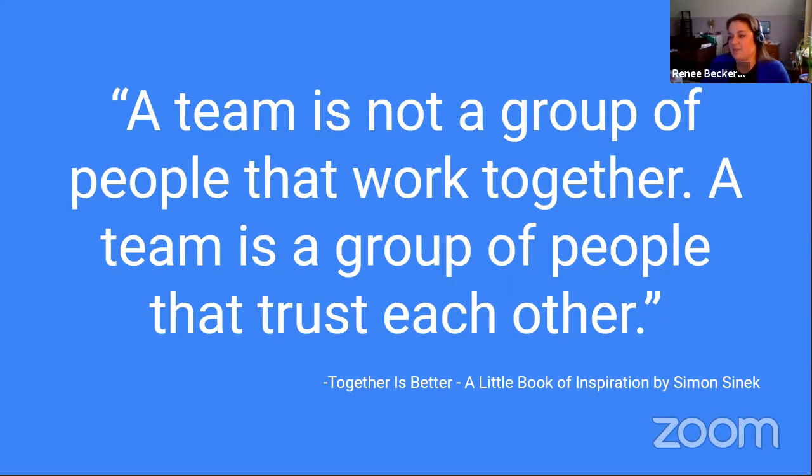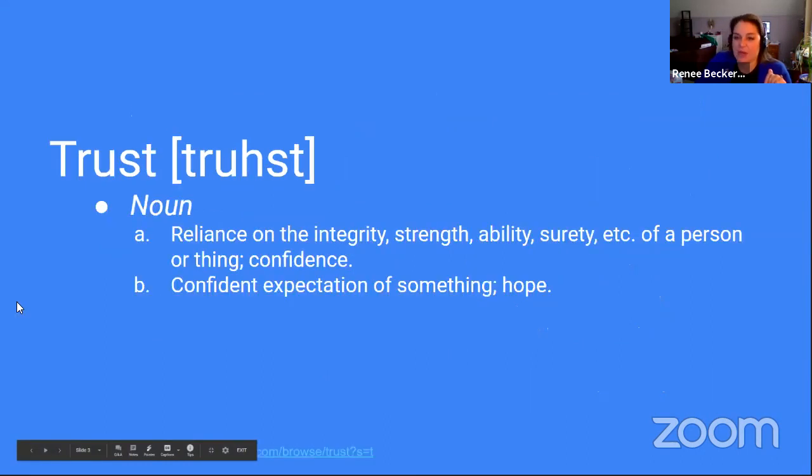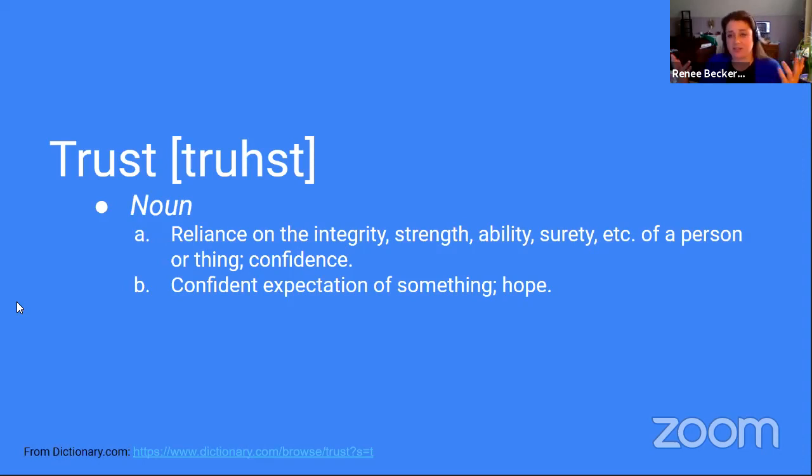It says, a team is not a group of people that work together. A team is a group of people that trust each other. I thought that was really important and useful in terms of the discussion we were having today. So I wanted to pull out what trust was and have a conversation with our student board of directors around what trust means to them. Students, what do you think about this question? What does trust mean to you, in the context of trusting each other as a team?